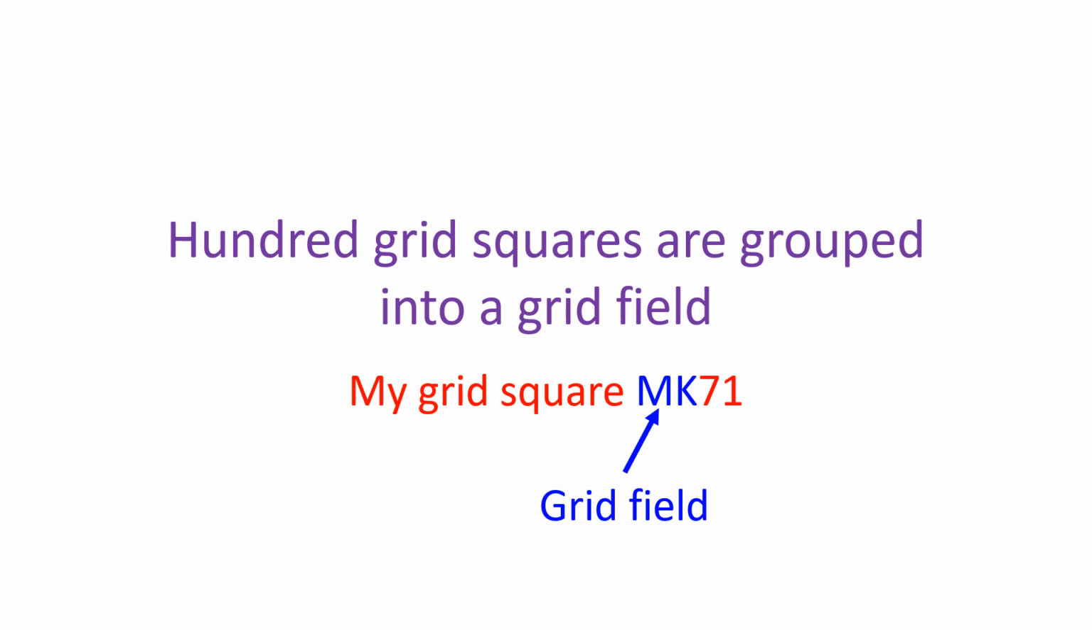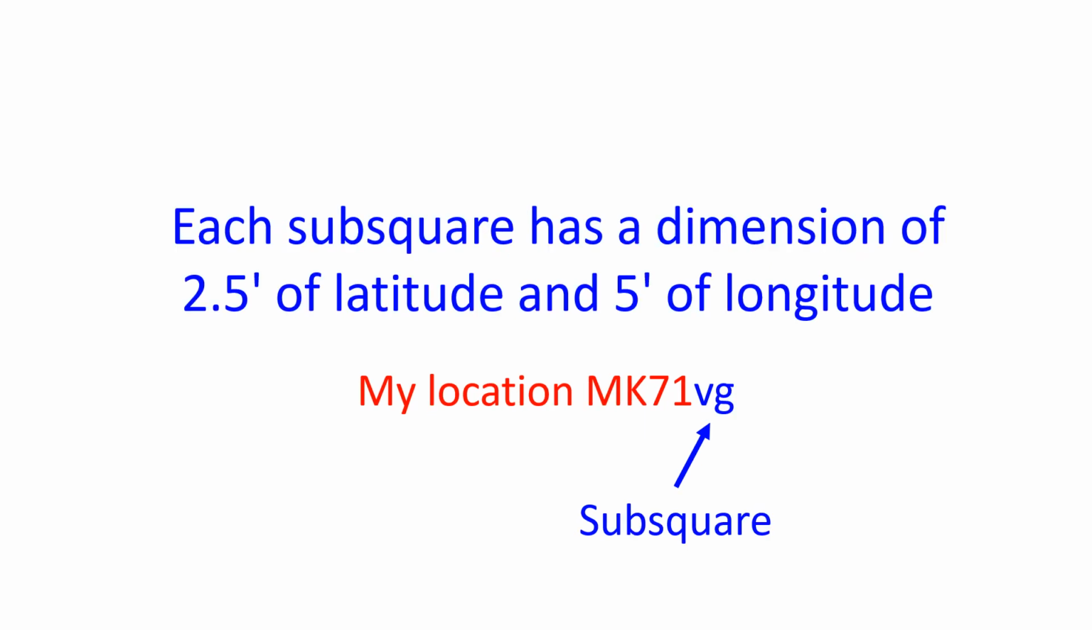Grid squares have 2-digit designations using digits 0 through 9. My grid location will be mentioned as MK71. Grid squares are further divided into subsquares encoded by a second pair of letters, usually mentioned in lowercase. Each subsquare has a dimension of 2.5 minutes of latitude and 5 minutes of longitude. Letters A through X are used for mentioning subsquares. My location would be specified as MK71VG.